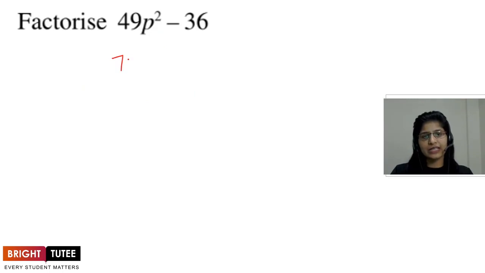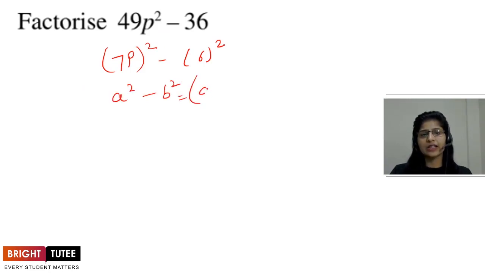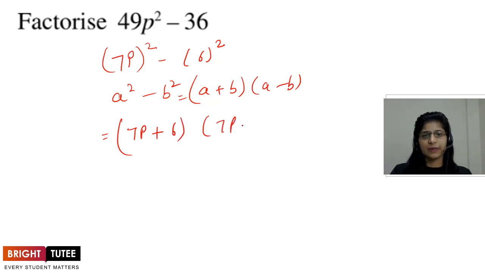49p square, 49 is a square of 7, so we can write (7p) square minus 6 square. So now it is of the form a square minus b square, that gives us (a + b) into (a - b). So what is a here? 7p, and b is 6 here. So 7p plus 6, 7p minus 6. These are the two factors for this expression given.